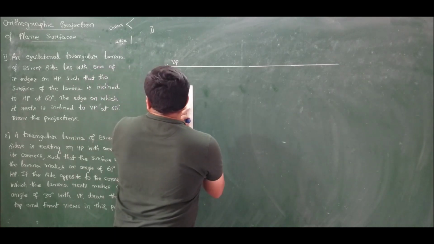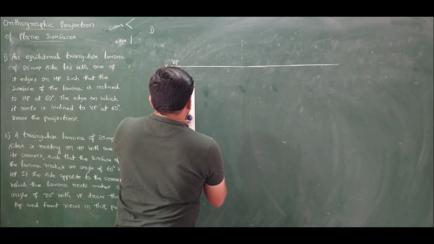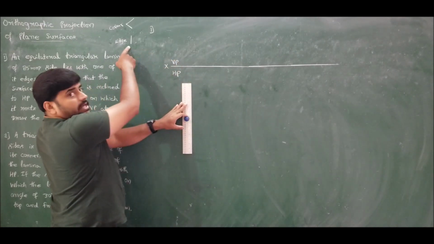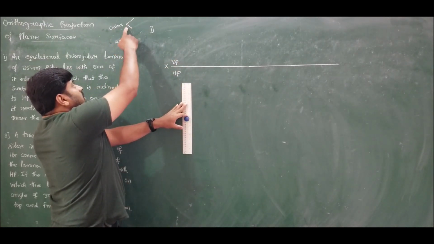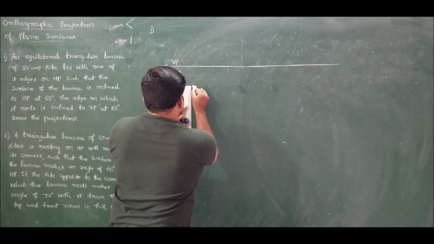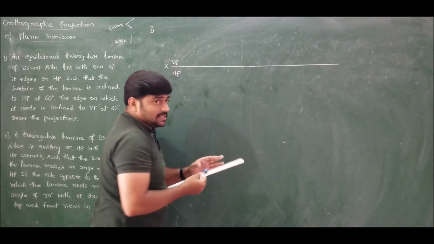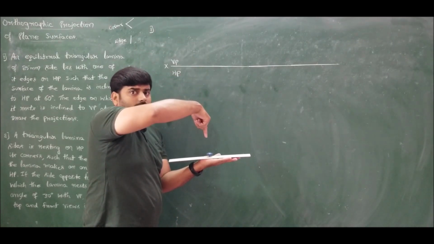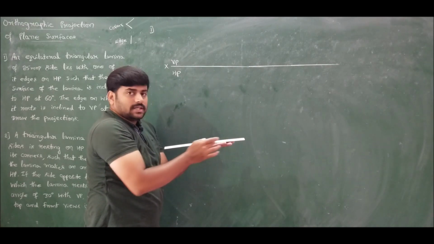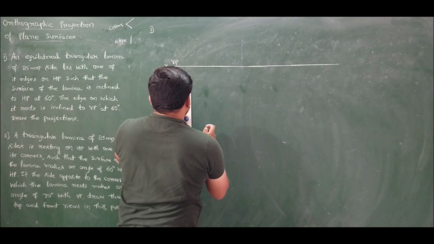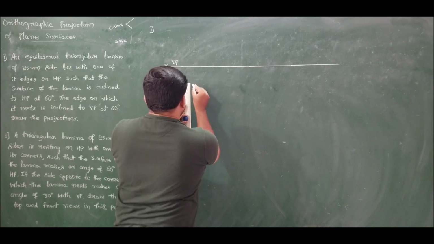So I want to construct an equilateral triangle of 25 mm sides. So I will draw an edge towards my left hand side. Edge means line, corner means the intersection of two lines. So I will draw a vertical line. Since the lamina is resting on HP, in the top view I can see the triangle, but in the front view I can see only the straight line, correct? Therefore in the top view I can see the equilateral triangle of side 25 mm. So let me draw that.